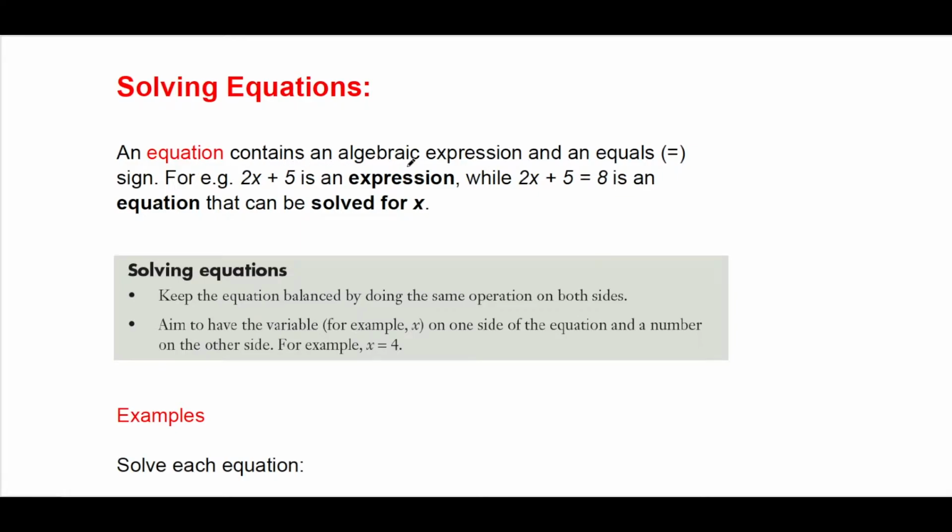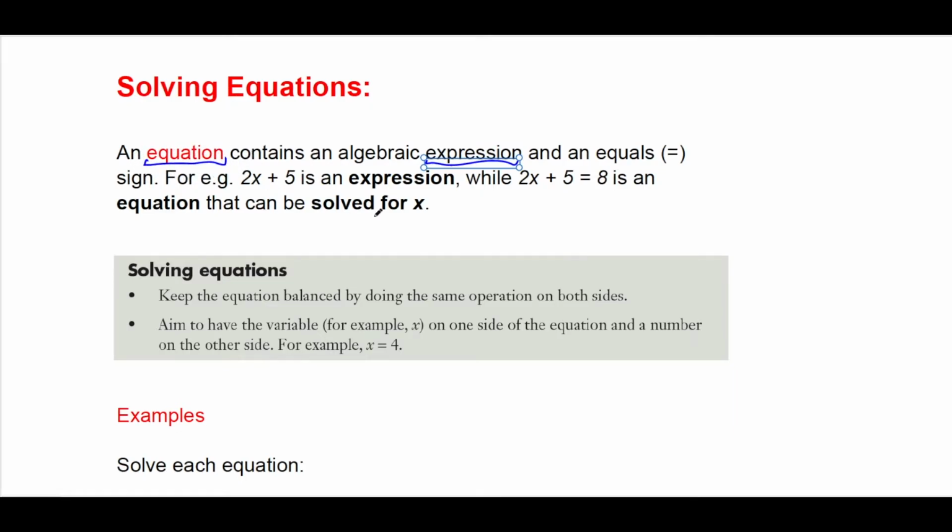An equation contains an algebraic expression and an equal sign. For example, 2x plus 5 is an expression, while 2x plus 5 is equal to 8 is an equation that can be solved for x. So there are two terms that you have to know: there's an expression and then there's an equation, okay?